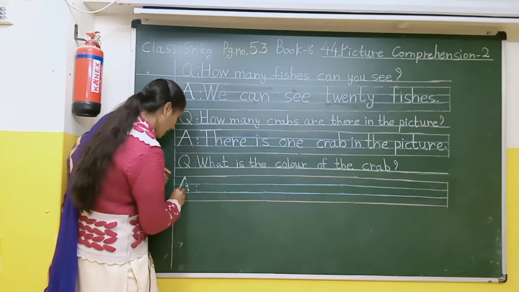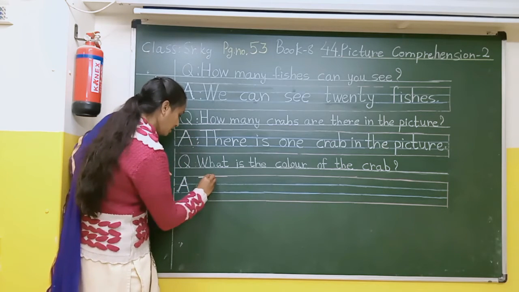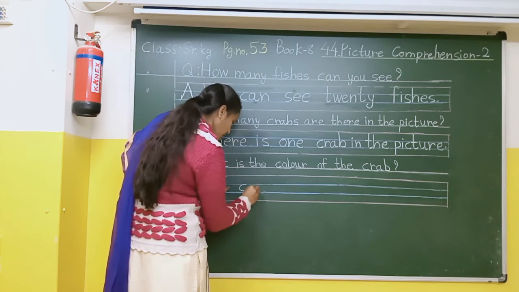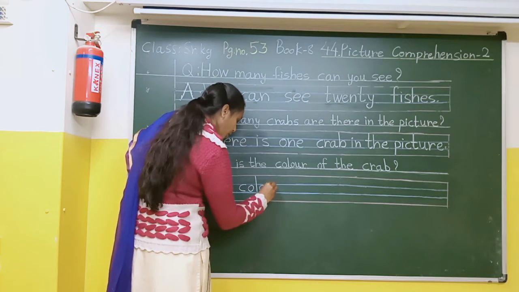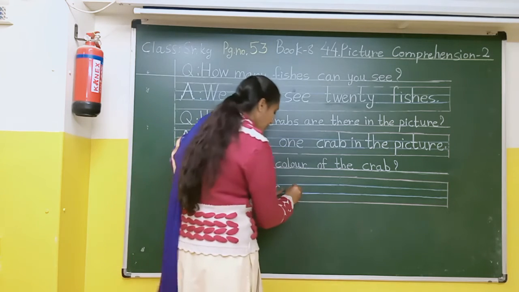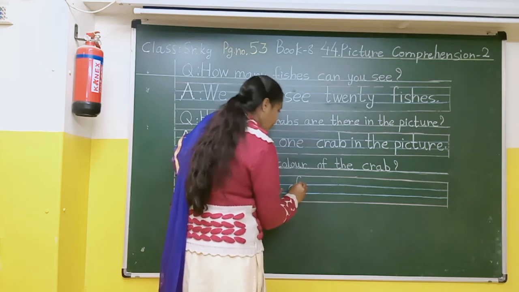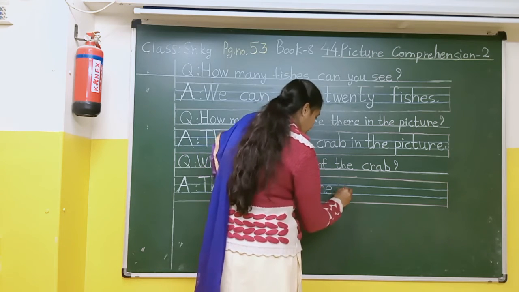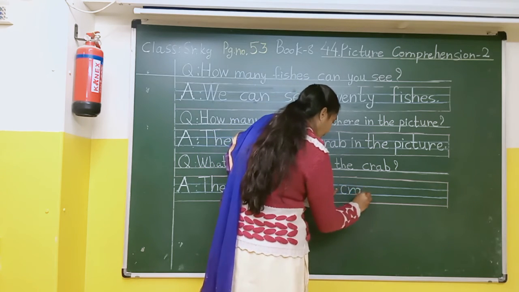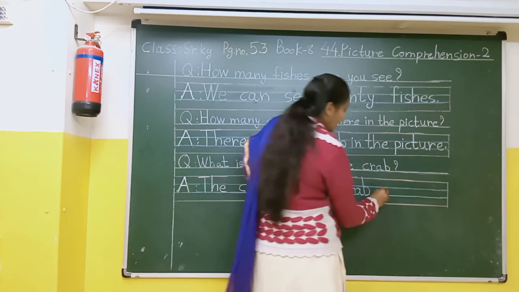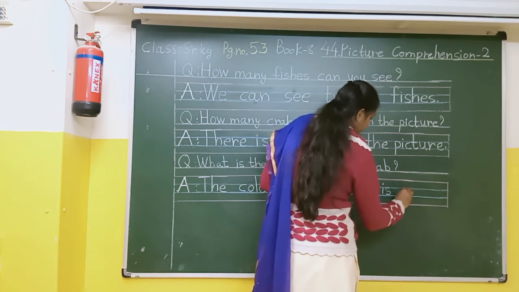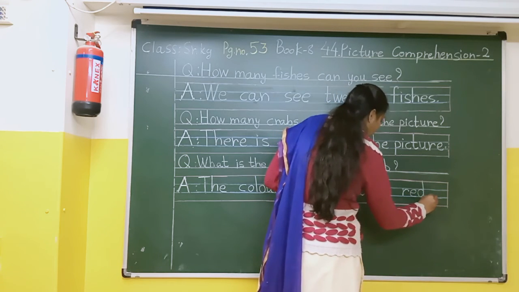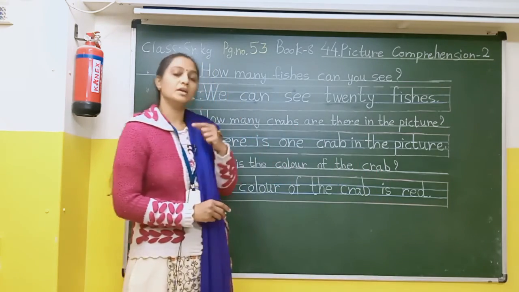Okay, so here first of all, answer, we have to write T-H-E, the, then we have to write color, C-O-L-O-U-R, color, after that we have to write O-F, of, T-H-E, the, C-R-A-B, crab. Then we have to write I-S, is. Then we have to write red, R-E-D, red. Okay. The color of the crab is red.